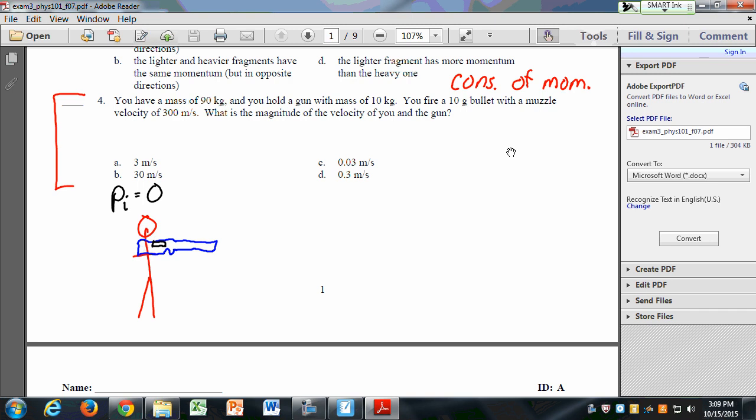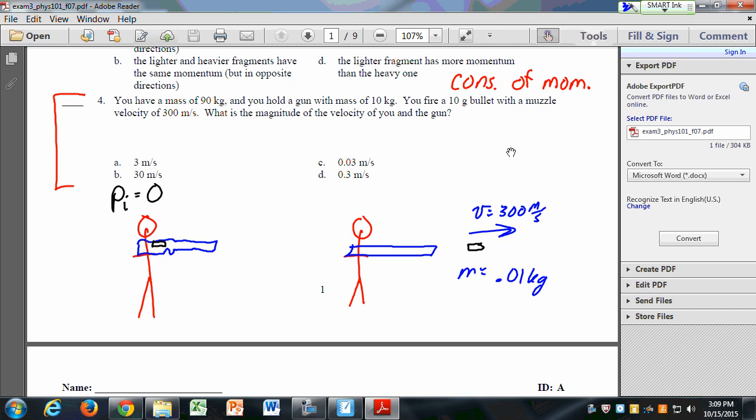And then I fire the gun. So there's me, I'm just going to draw it as a cylinder. There's my gun, and my bullet is traveling with a velocity of 300 meters per second. It has a mass equal to 10 grams, which is 0.01 kilograms. Don't worry, you don't have to do any conversions on this test for this particular part. Now you'll see when we get to rotation, you will have to do conversions for that. Okay?